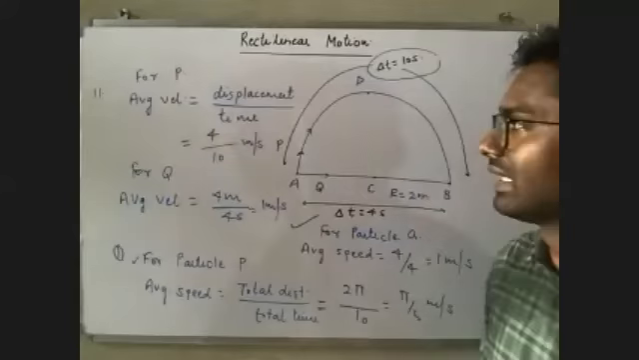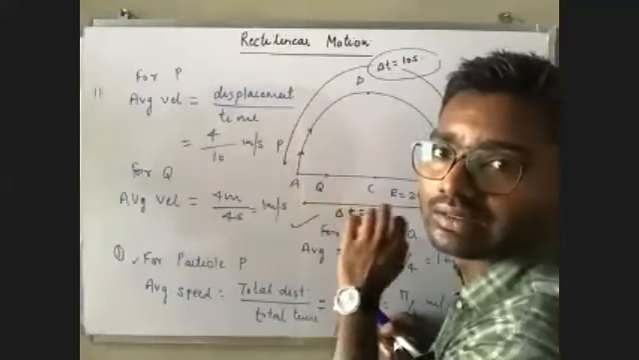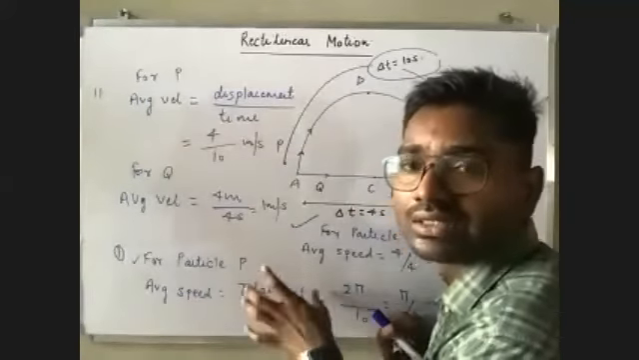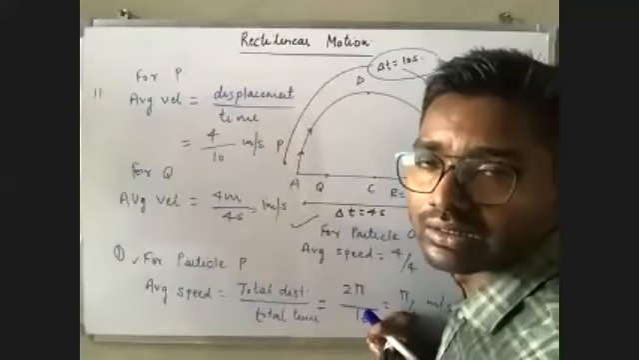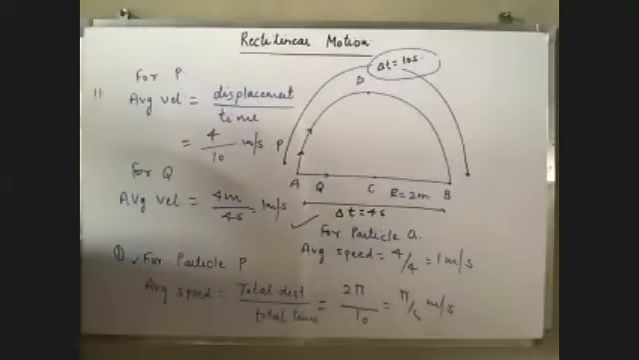So when we are talking about velocity, I am taking the displacement of the particle. While I am calculating the speed, I am taking the distance traveled by the particle. Clear to everyone? Is this question clear?